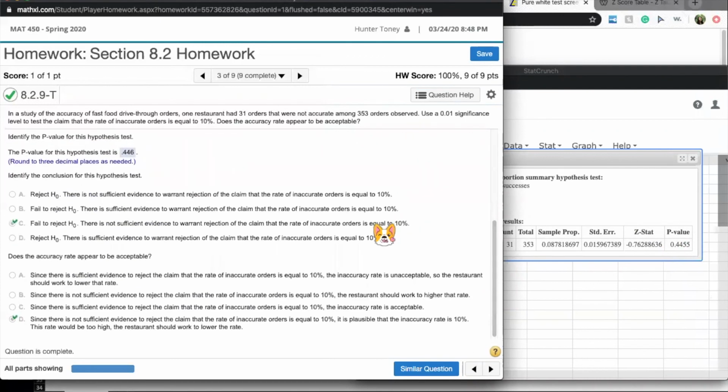And then for the last portions, we're going to compare our p-value to our alpha. So they tell us that we have a significance of 0.01. Our p-value was 0.446, and our alpha was 0.01. So our p-value is greater than our alpha, and whenever that happens, we fail to reject our null hypothesis.